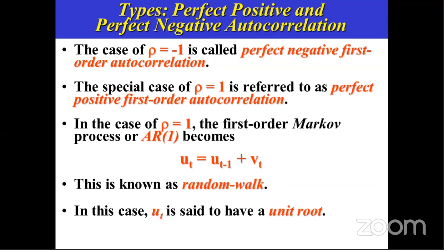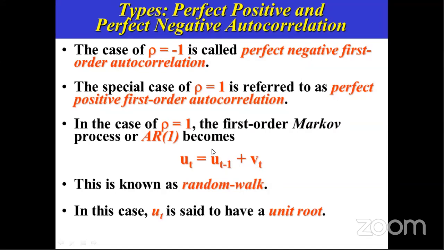And in case of rho equal to 1, the first order Markov process or the AR1 process becomes like this. Because we have earlier represented this equation as ut equal to rho ut minus 1 plus vt.